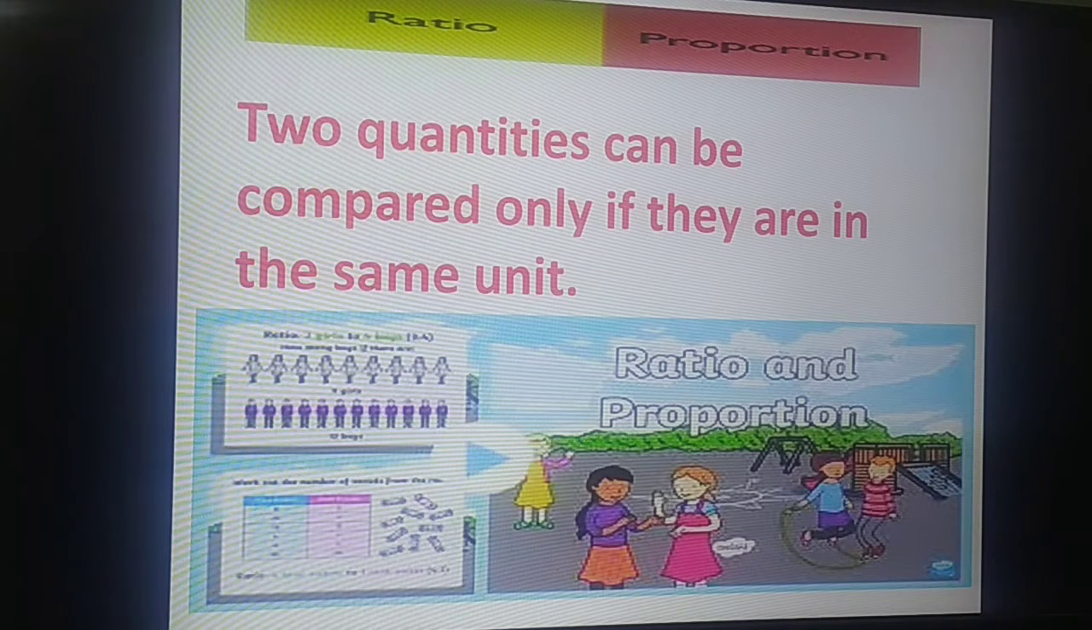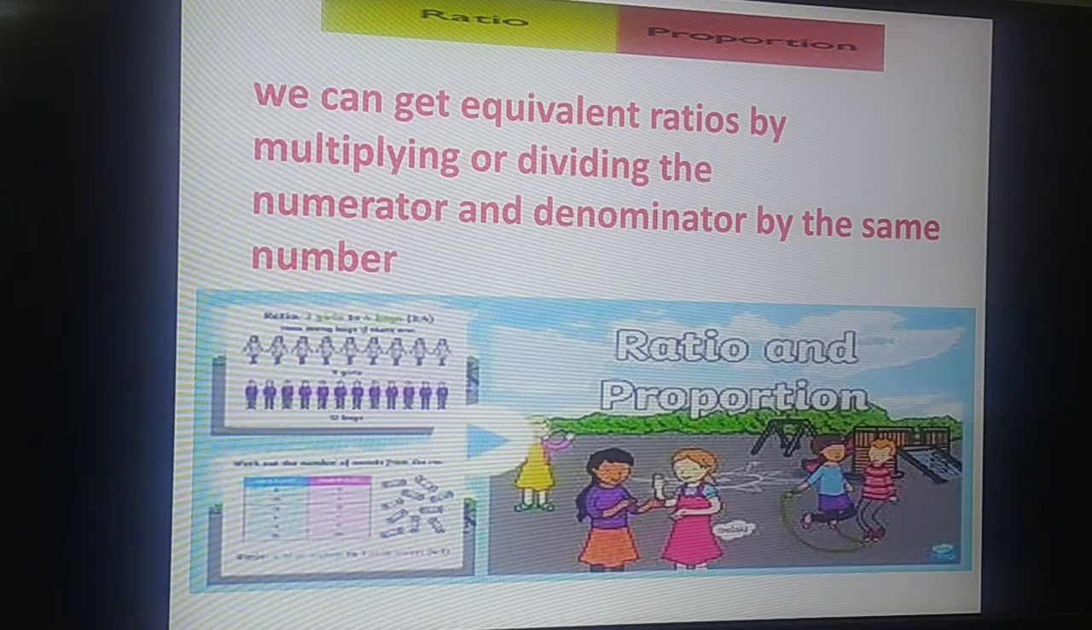Now in addition to that, you know that a ratio requires the same units and the same type of quantities. If the units of the quantities are different, then we have to convert them into the same units. Next, we can find an equivalent ratio by multiplying the numerator and denominator by the same number. We get a ratio having a different antecedent and consequent, but these ratios are equivalent ratios, meaning these ratios are equal.